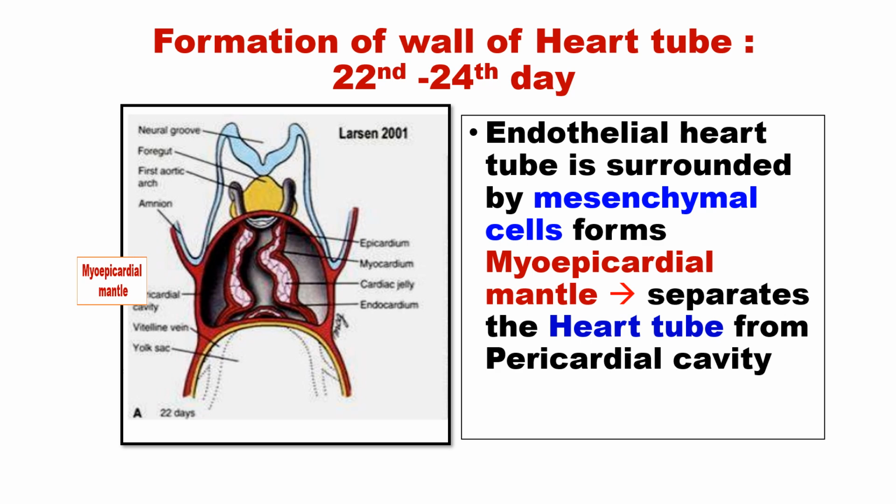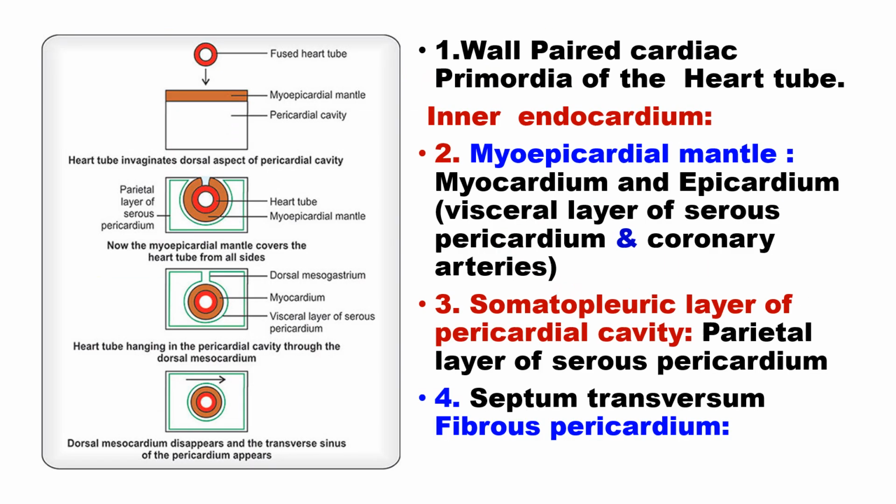The endocardial heart tube is surrounded by mesenchymal cells which form the myoepicardial mantle, which separates the heart tube from the pericardial cavity. The wall of the paired cardiac primordia of the heart forms the inner endocardium. The fused heart tube enters through the dorsal wall of the pericardial cavity into the pericardial cavity.